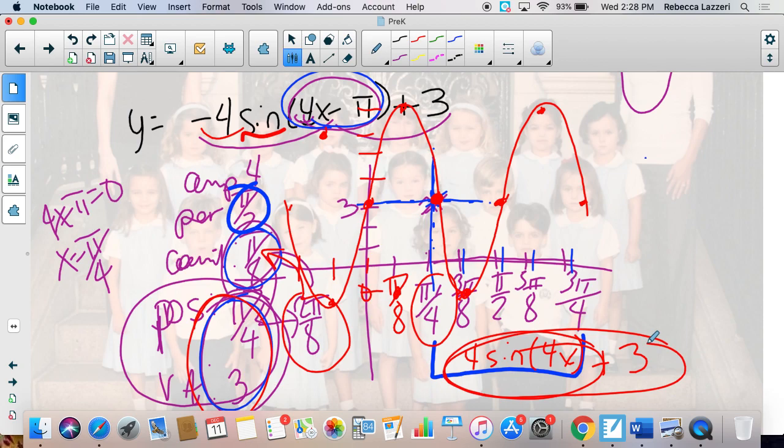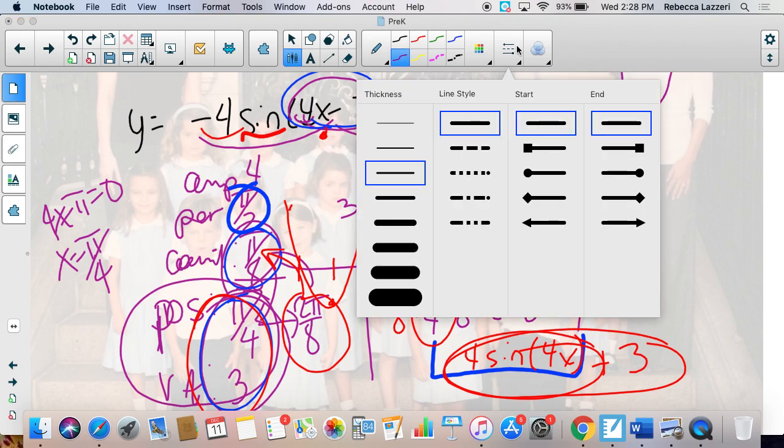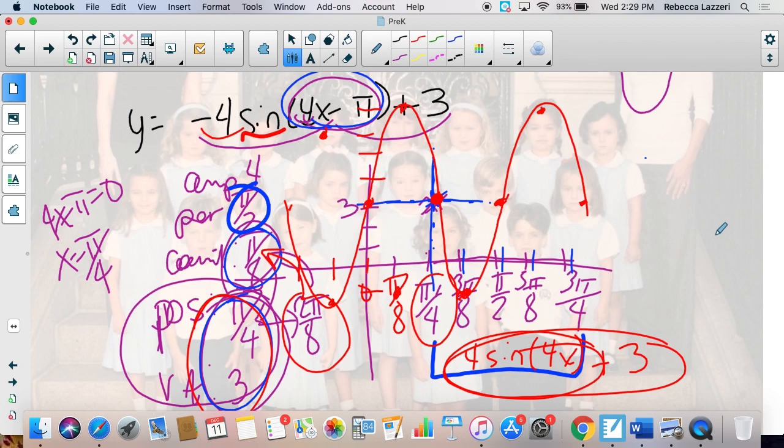Do y'all see a sine wave right here in purple? Do y'all see a sine wave right there? Yeah. What kind of sine wave? Positive or negative? Positive. So I just thought, you know what? If you asked me to write the equation for that picture, I would have done the red graph.